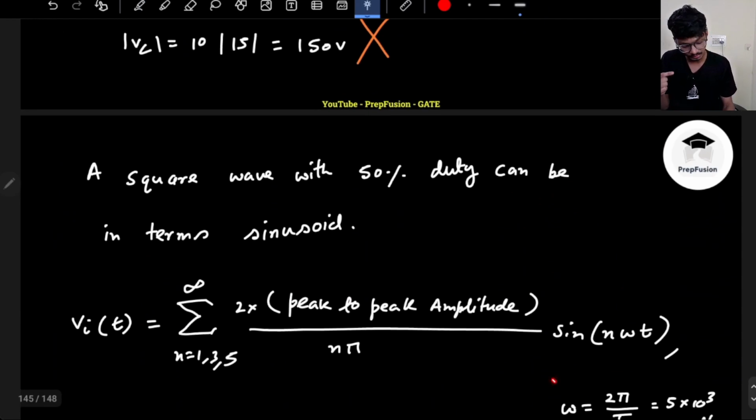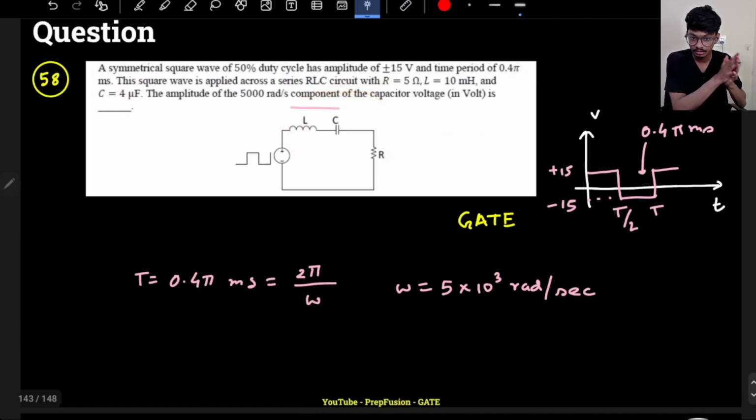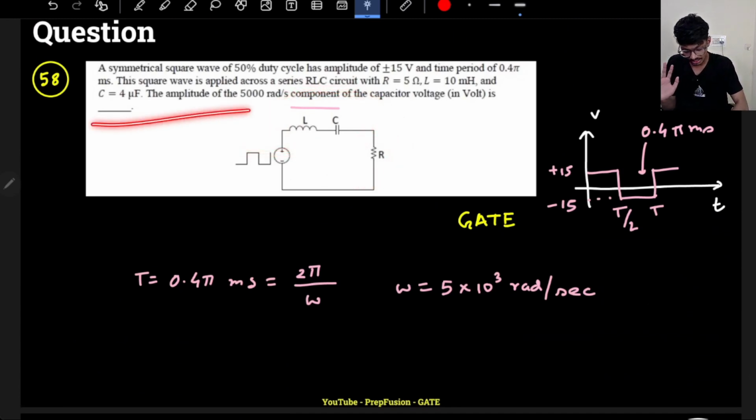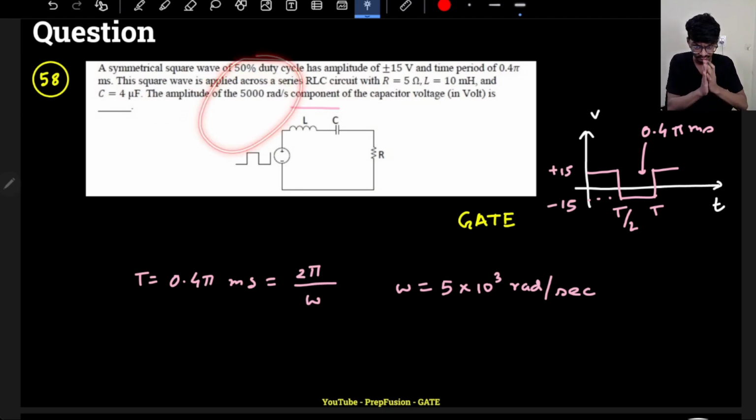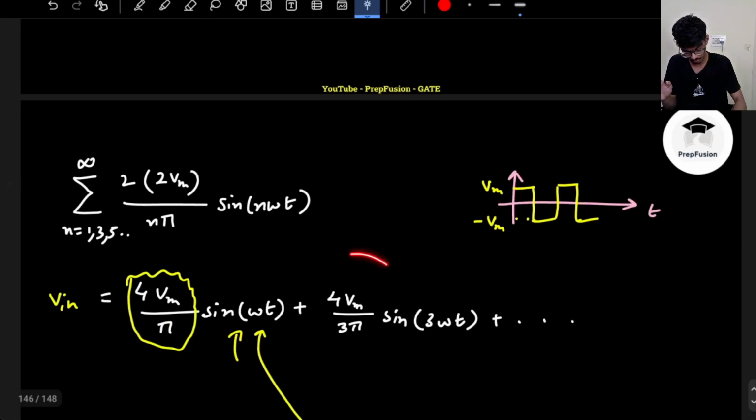Because there will be multiple frequency components, and for multiple frequency components the values of the impedance also will change, because resistor is frequency independent but L and C are frequency dependent. But they are not asking me about any other frequency, they are just asking me for the 5000 radian per second. So I will solve for the 5000 radian per second, and that's it. I will not care about the other frequency components. Okay, I hope it is clear.